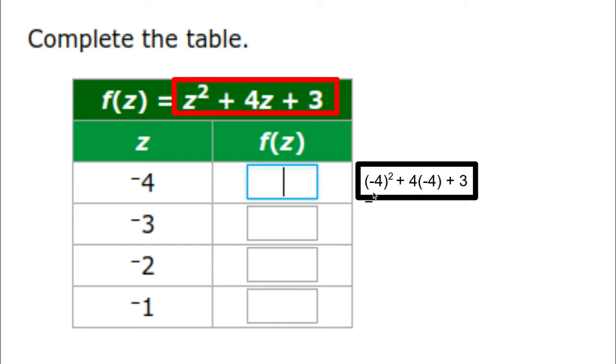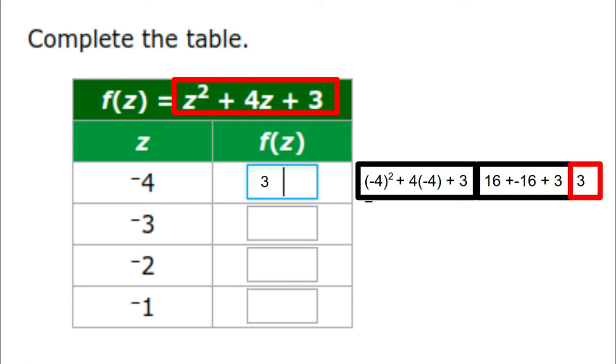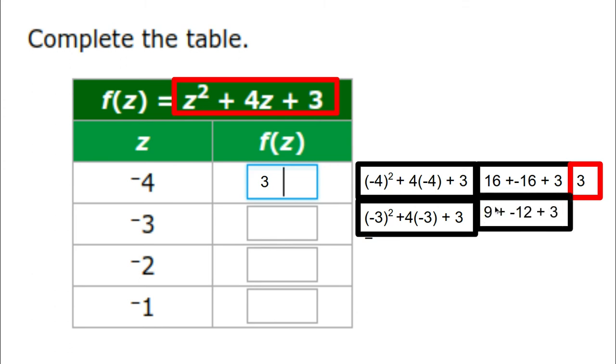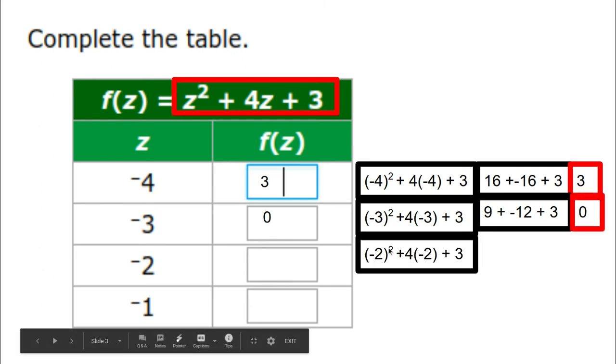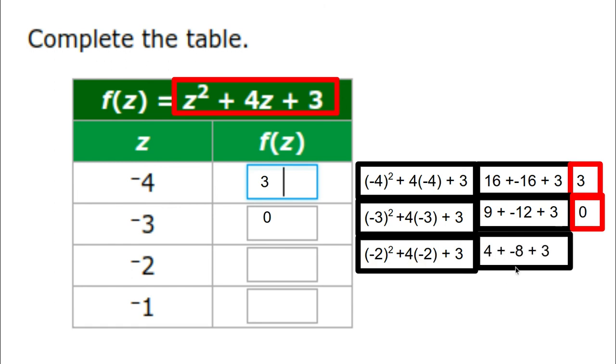So now I have -4 times -4 gives me 16, and 4 times -4 gives me -16. So I have 16 plus -16 plus 3 gives me 3. My next one, I'm going to plug in -3 two different times. So again, -3 times -3 plus 4 times -3. So I get a positive 9 plus -12 plus 3 gives me 0. Plugging in -2, remember -2 times -2 gives me a positive 4. And then 4 times -2 gives me -8. And that gives me -1.